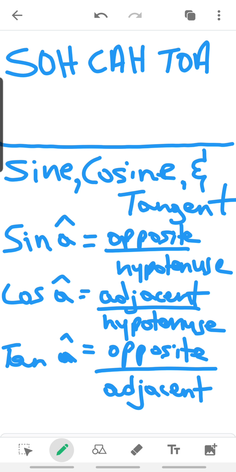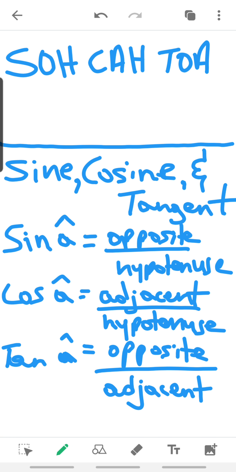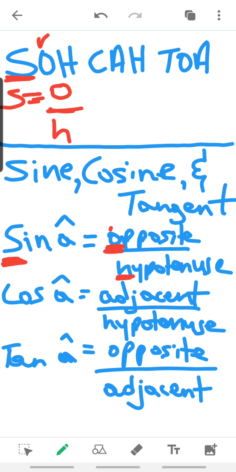Now, let's go right back to our SOHCAHTOA. So, an easy way to remember this is that we have sine. Sine begins with S. So, we have S here. This is for sine. Is equal to opposite, which begins with O. So, it's equal to O, and we have our O here. And then we have H for hypotenuse. So sine is equal to opposite over hypotenuse. That's one side here.